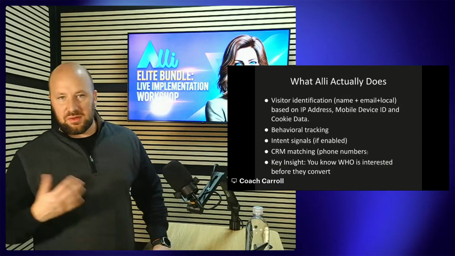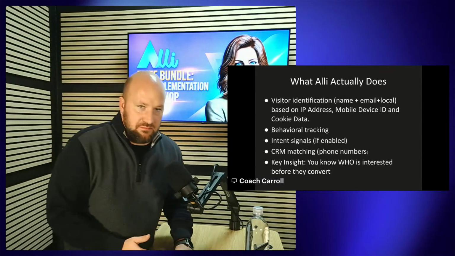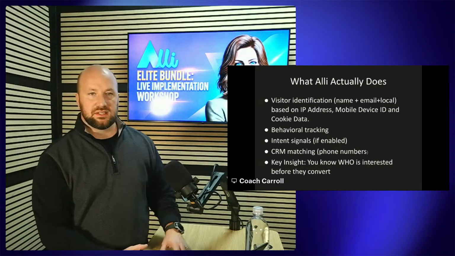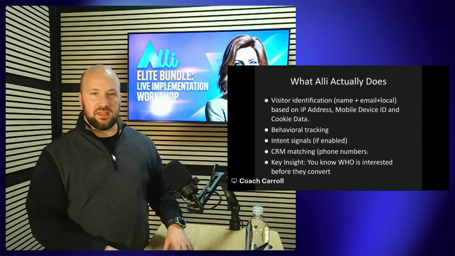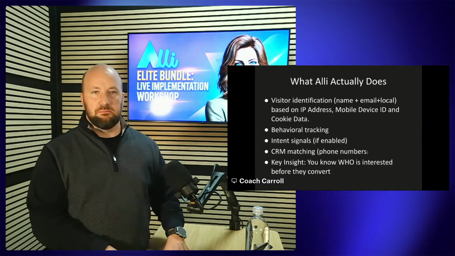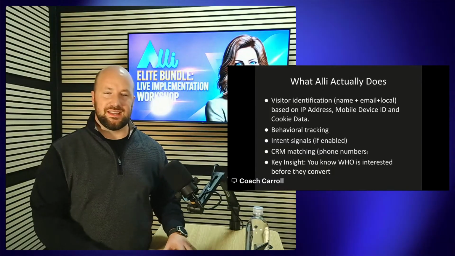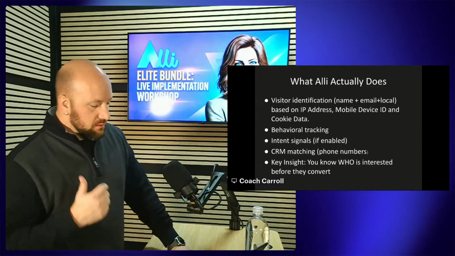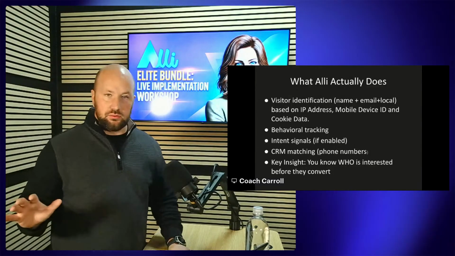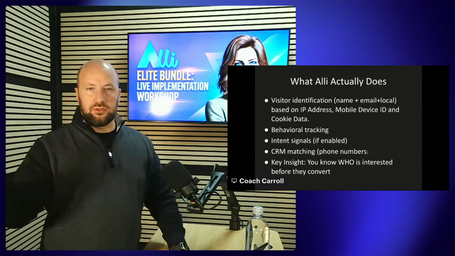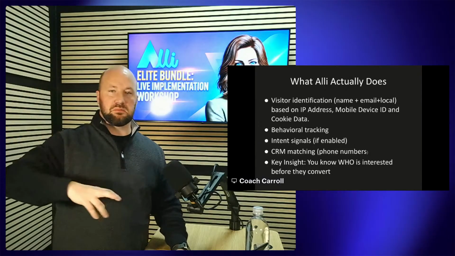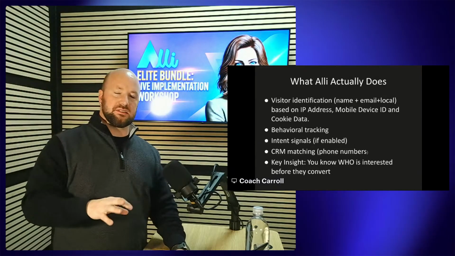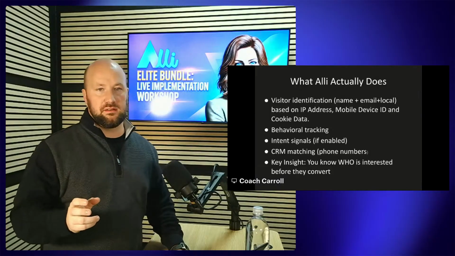So here's what Alli does. She has a visitor identification system that gets you the name, the email, and the location based on the IP address, the mobile device ID, and cookie data. So this is the exact same technology that Meta, Google, Amazon, they all use, right? And so what we're able to do is map into those systems, map into our data providers, and give you guys this information from the people that are coming to your website, okay?